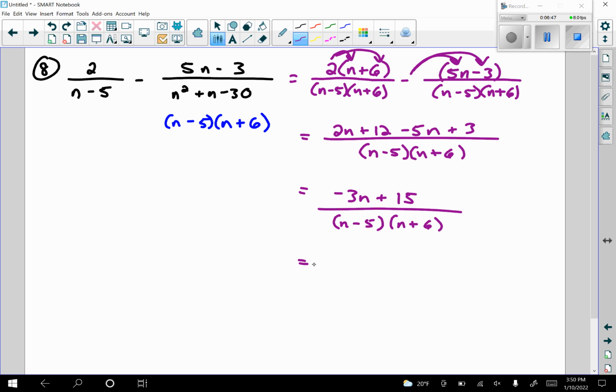Trying to simplify as far as we can go. There is a GCF of a negative 3 in the numerator. This would leave us with an n and a minus 5 over our denominator. And now if you notice, the n minus 5s do divide out, and we're left with negative 3 over n plus 6.